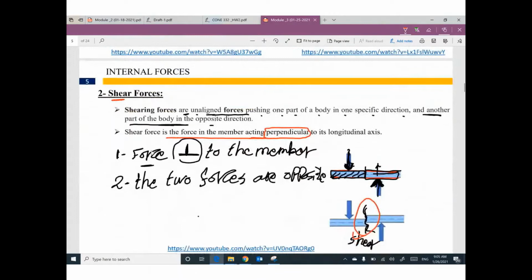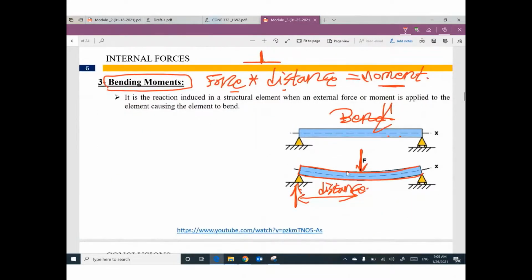The second one is called shear force. These forces must be perpendicular to the member. We should have two opposite forces to cause shear. The third internal force is called moment, bending moment. If you have a force and you have a distance, and the force and the distance are perpendicular, that means we should have a moment. This moment will cause deformation for the member.